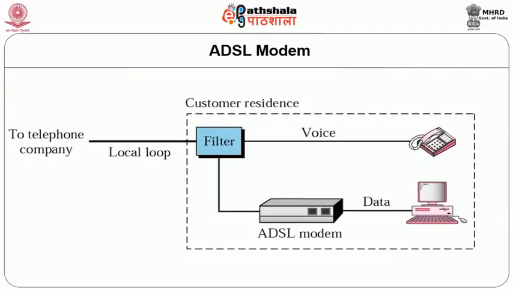If you have telephone equipment, what you need is an ADSL modem. The moment you apply for a connection, they will provide you a modem, and from the telephone company you get a local loop. From there it will go to the ADSL modem, and then the ADSL modem will send the data. If it is voice, it will go directly. So a filter is there to see whether it is voice or data. Data means it will pass through the ADSL modem.